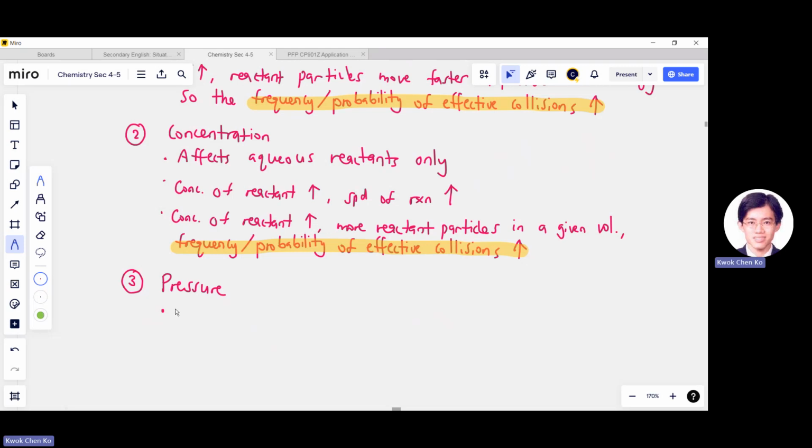Now, of course, it only affects certain reactions, not all. Pressure only affects gaseous reactants. Reactants. I'm not interested in products again. Same thing, make sure you write something like this: pressure increases, speed of reaction increases.